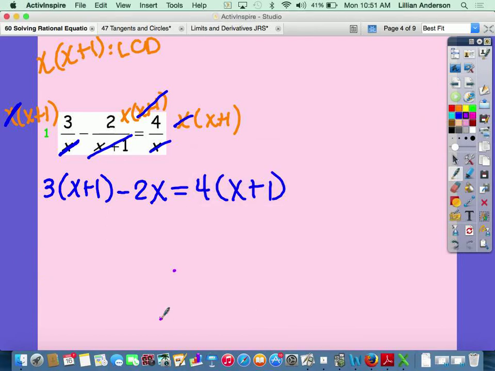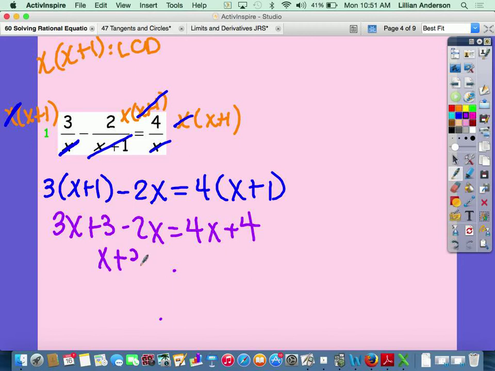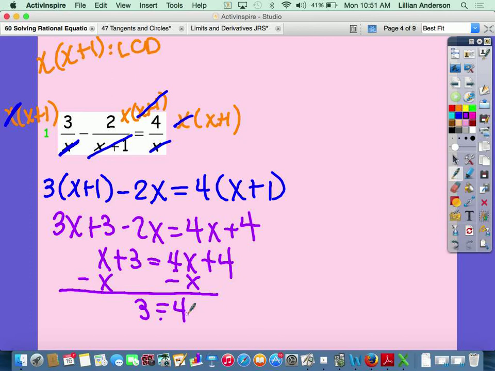So here we go. To solve this, all we have to do is distribute, so this will be 3x plus 3 minus 2x. Combine like terms. What's 3x minus 2x? X. Now what? Subtract x. Either way, I just have to get x on one side, and then get my numbers on the other side.